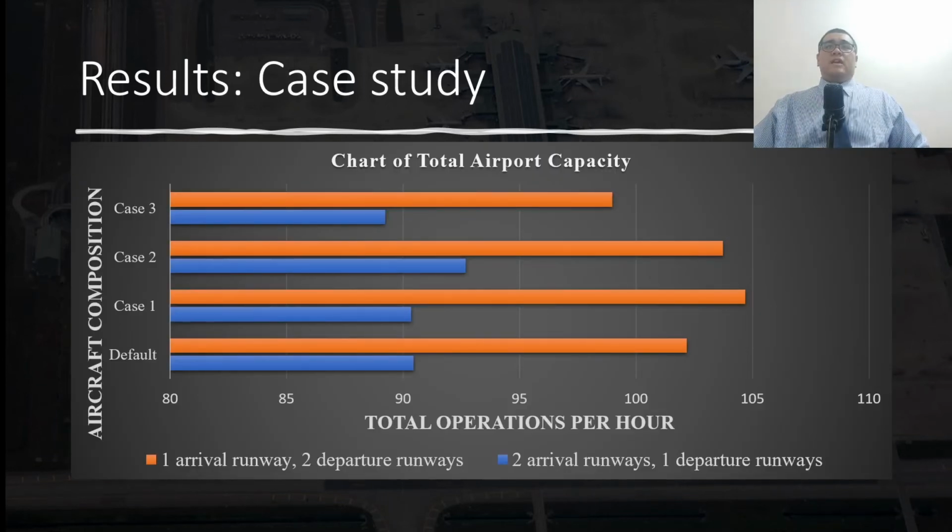Now for the total airport capacity, we will assume the airport operates with 2 departure runways and 1 arrival runway, or 2 arrival runways and 1 departure runway. We can see here that because the departure capacity is higher from the calculations shown, if 2 departure runways are used, the total airport capacity is significantly higher than if 1 departure runway is used.